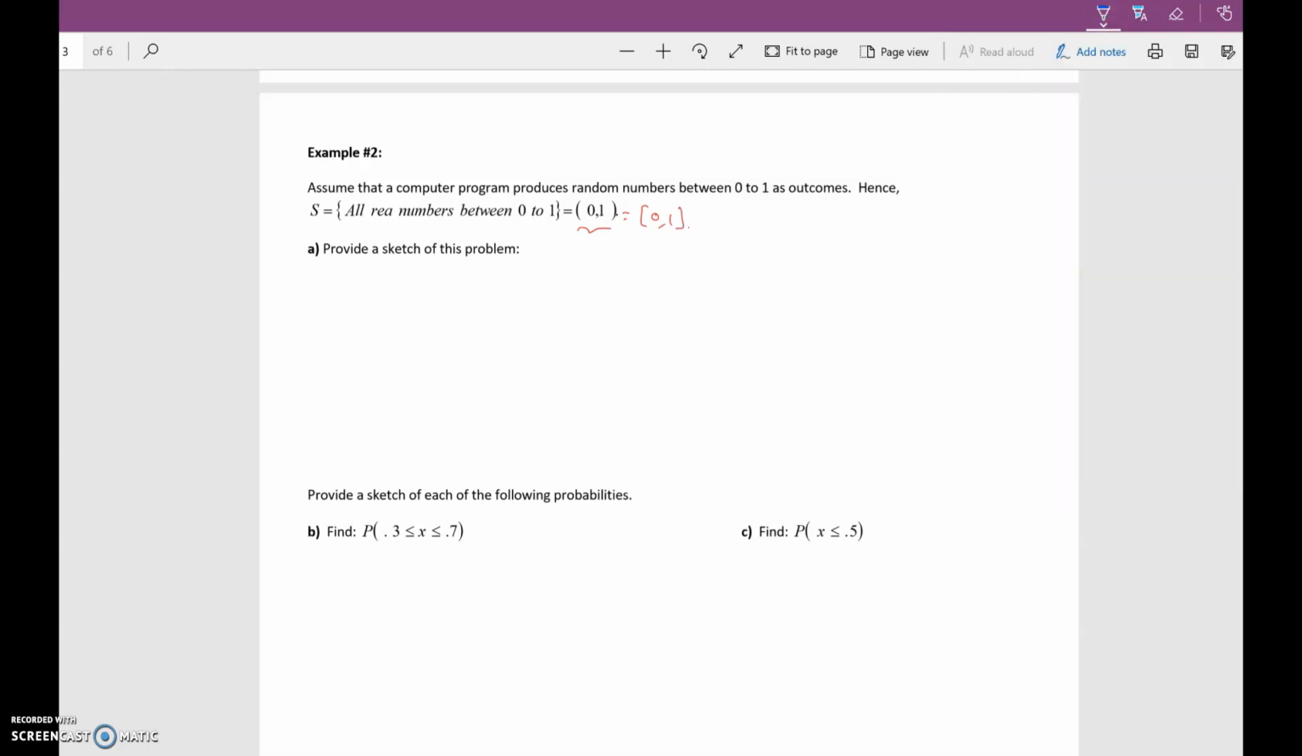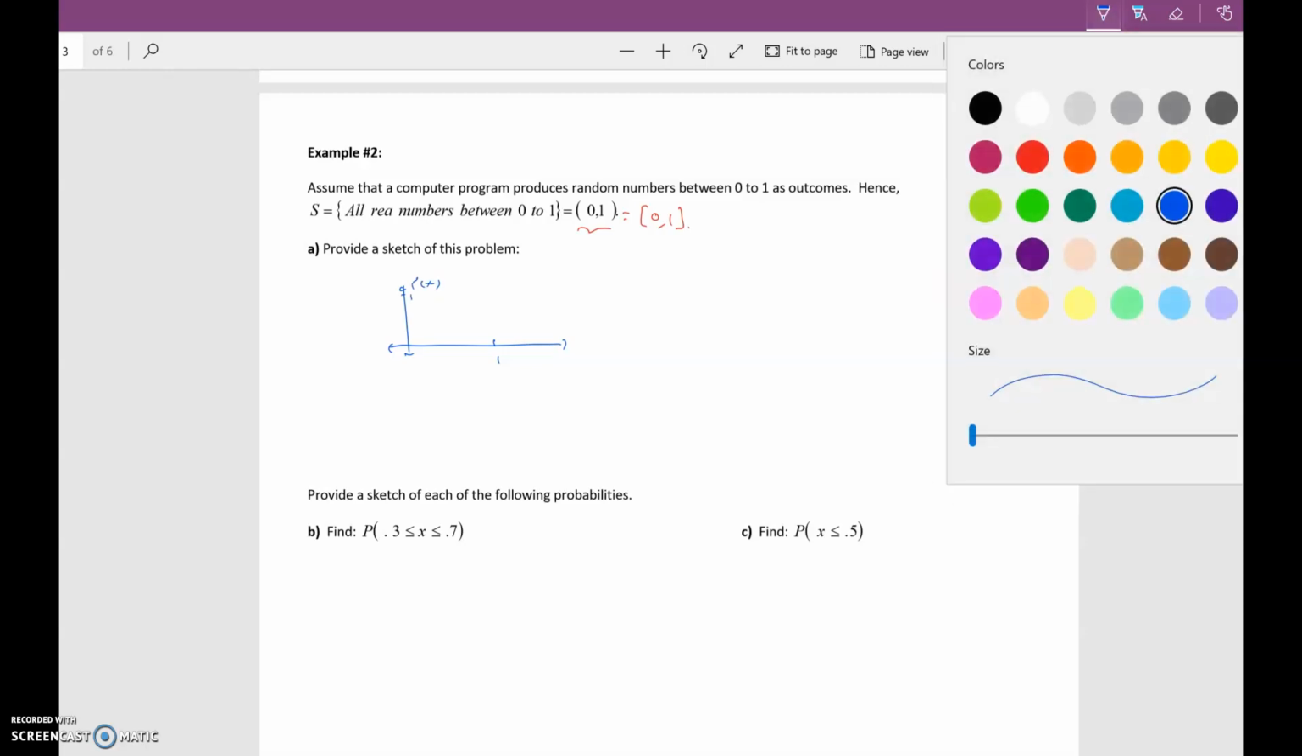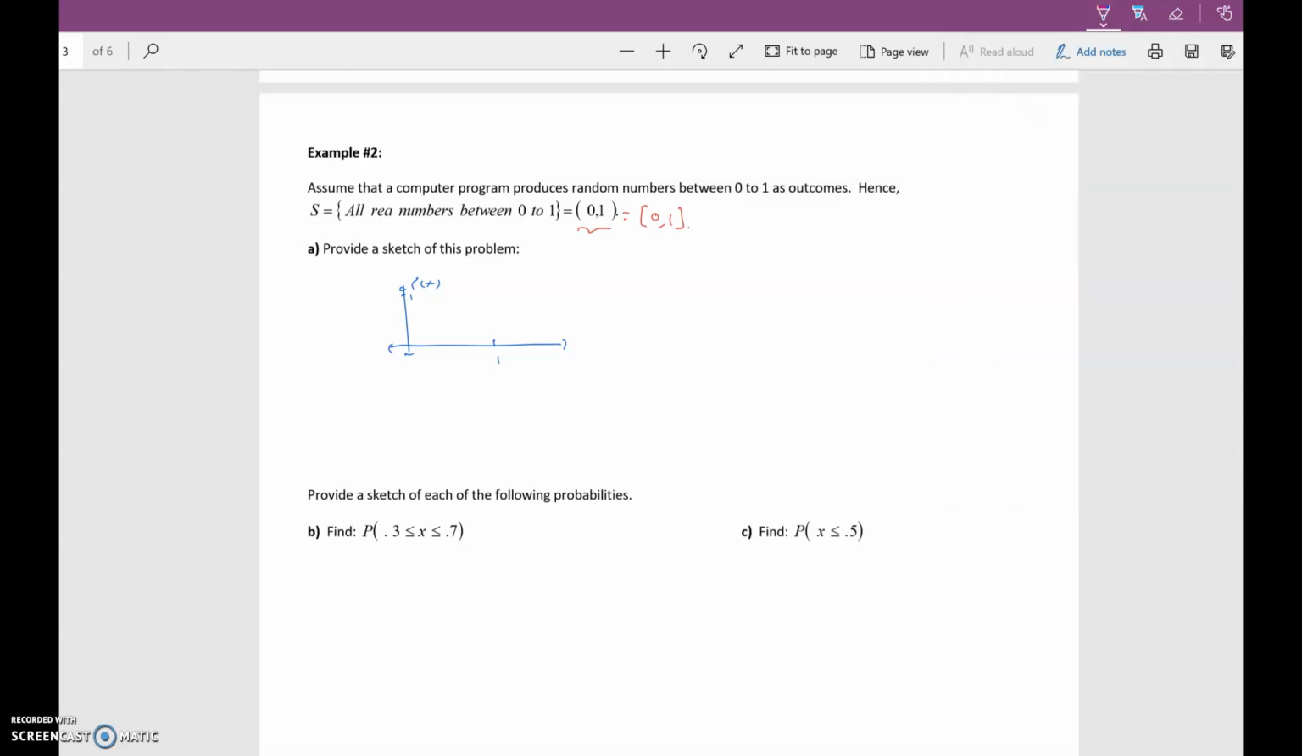So when we talk about the actual sketch, you're looking at the following sketch for this distribution. Technically, it cannot go beyond 1. And the maximum value of p of x is going to be 1, since the total area under the curve happens to be 1.